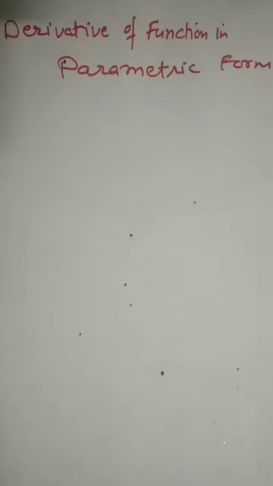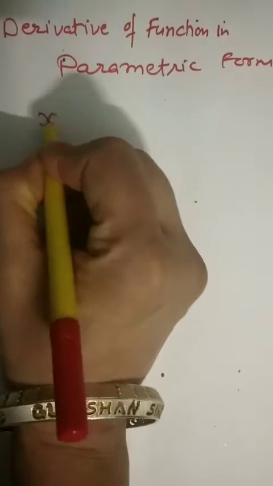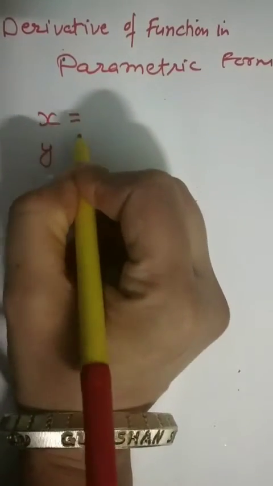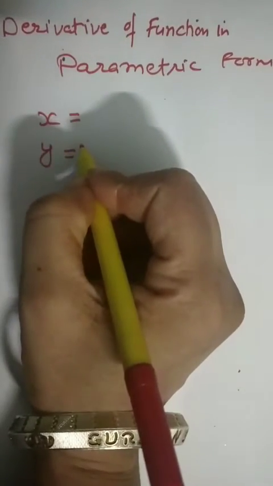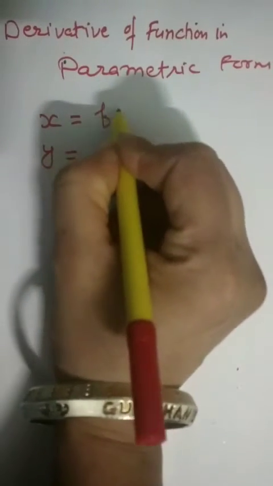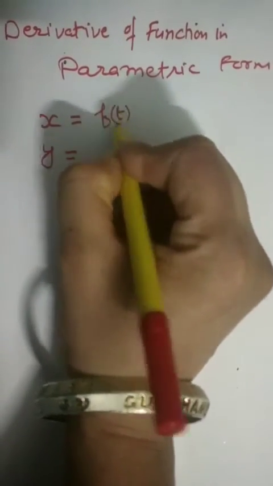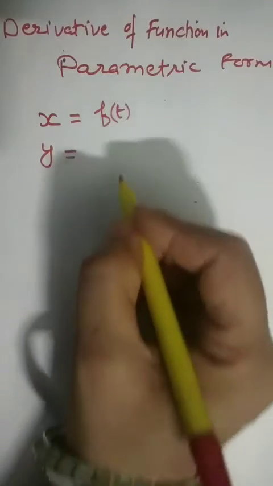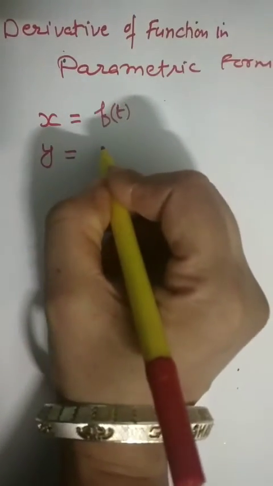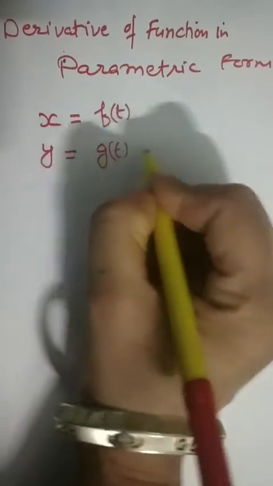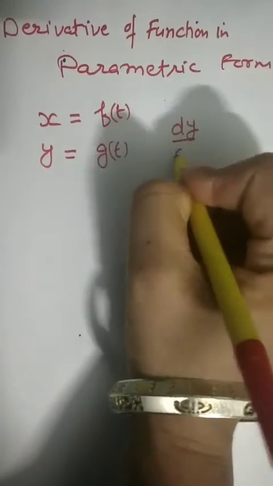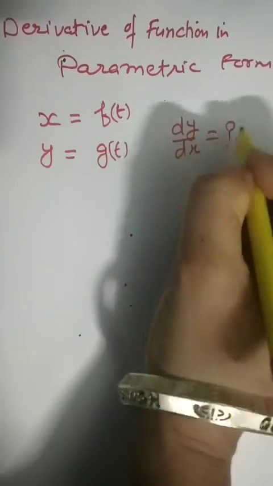Good morning, students. So we will start the next topic today, that is derivative of a function in parametric form. Parametric form means both x and y are given in terms of a third variable. Let it be t. Let the variable x be a function of t, f of t, and y is g of t. And you have to find the derivative of y with respect to x.